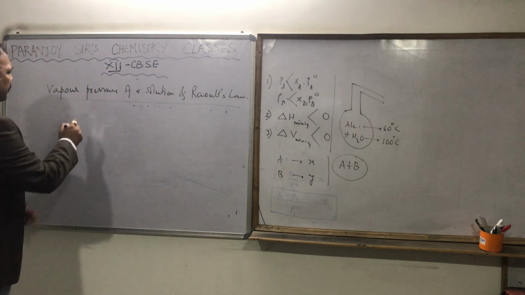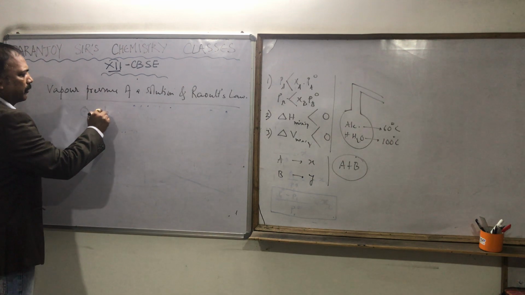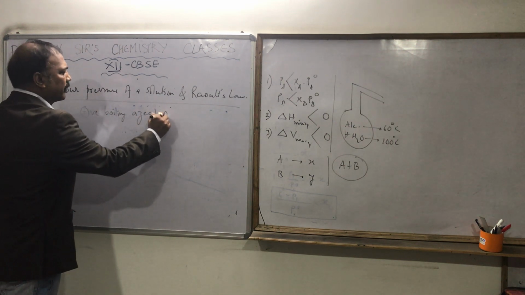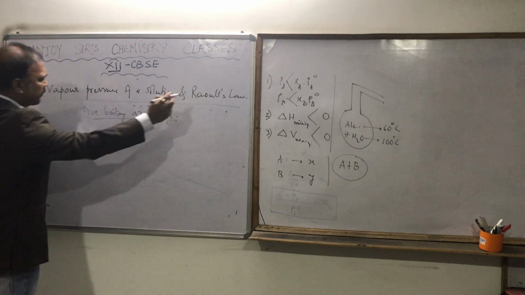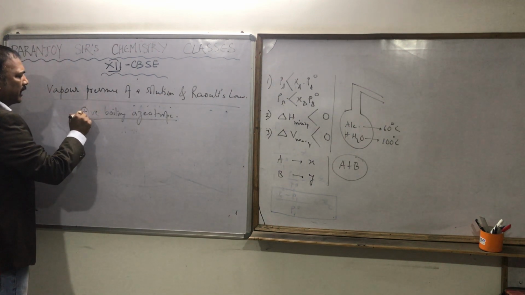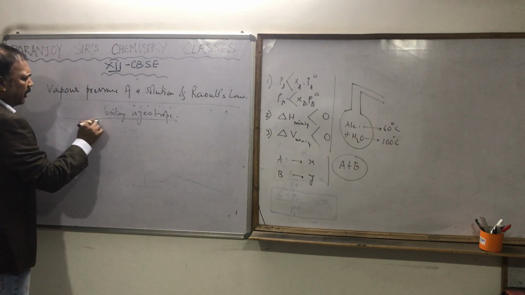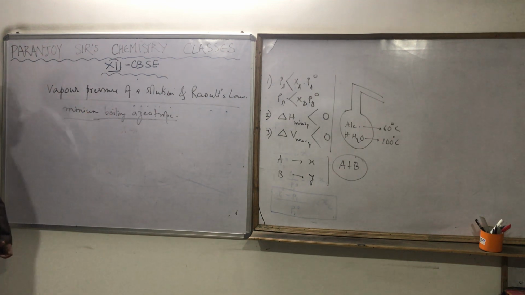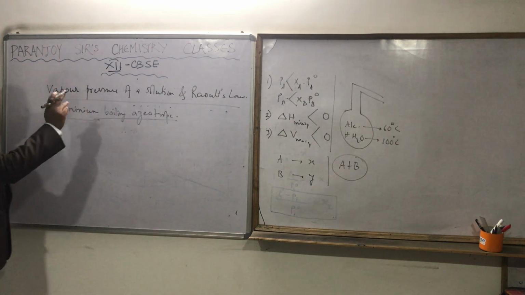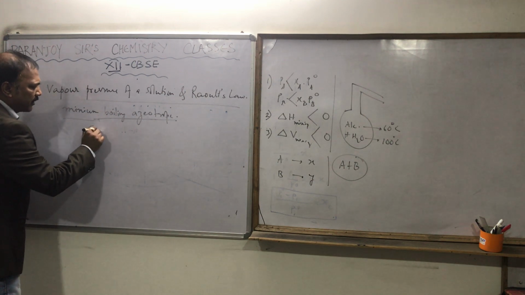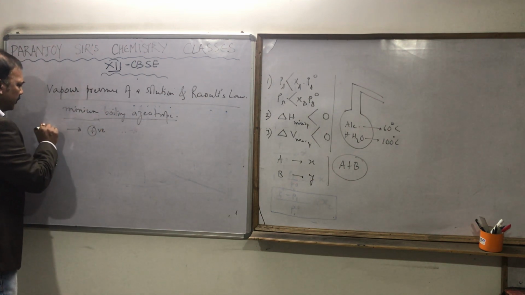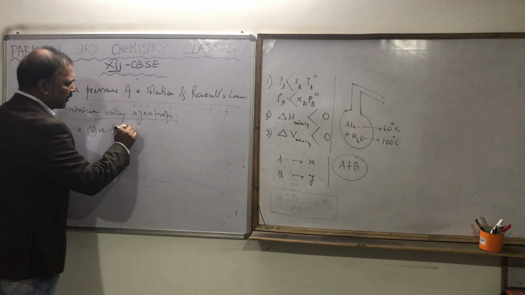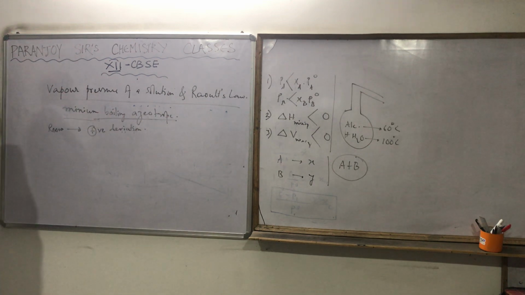So first is the minimum boiling azeotrope. This minimum boiling azeotrope takes place because of positive deviation from Raoult's law. The reason is the positive deviation. Let us cite an example.